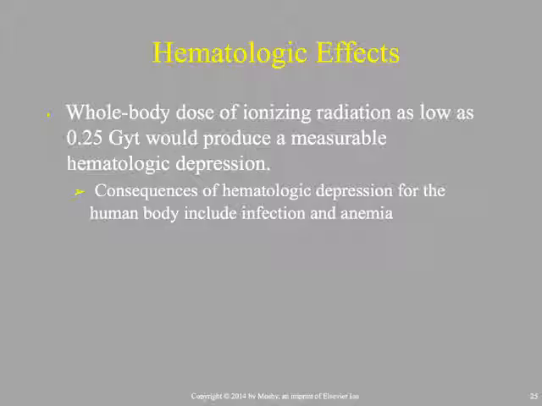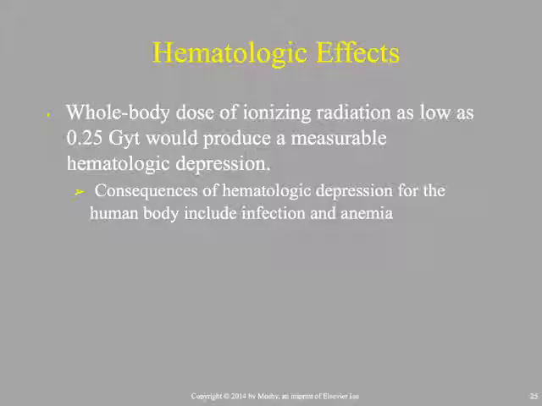Hematologic effects. If we have a whole body ionizing radiation dose as low as 0.25 gray in tissue, we can depress hematology. We can depress the red blood cell count and the white blood cell count. This is significant because that's a dose in the range of CT. Now, most CT scans, I'm not giving a person a whole body exposure. But occasionally I do need to do a CT scan of the head, neck, chest, abdomen, pelvis. Or in nuclear medicine, we might do a PET CT scan that includes all of the head, neck, chest, abdomen, pelvis.